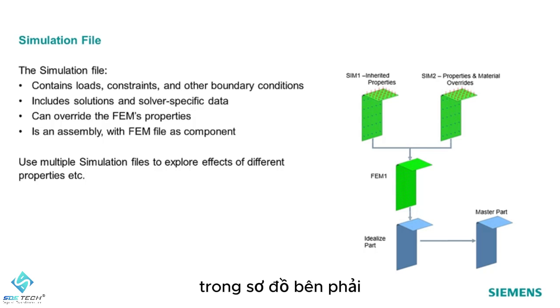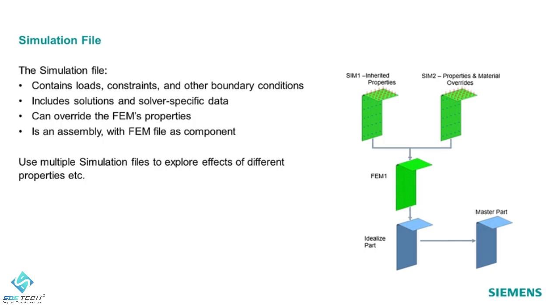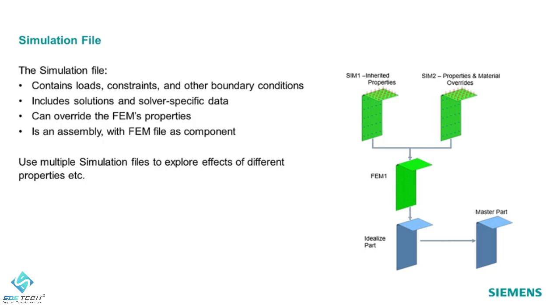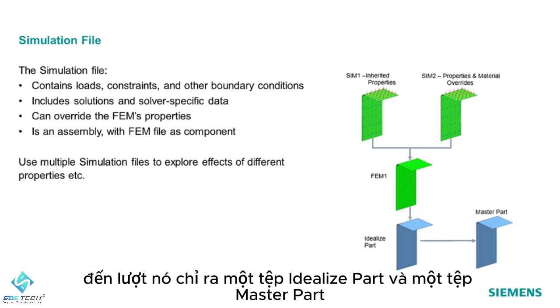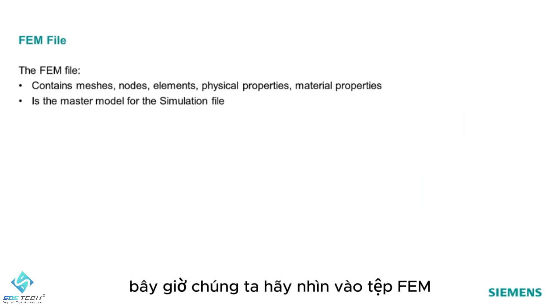In the diagram on the right, you'll see that there are two simulation files defined. One has imported properties, and one has properties that override the FEM file's material properties and physical properties. You'll see that both are pointing to a single FEM file, which in turn points to an idealized part and a master part. Now let's look at the FEM file.